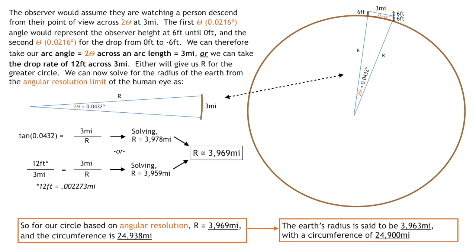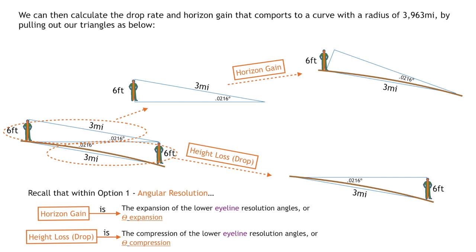3,969 miles. So for our circle based on the angular resolution limit of the human eye, we can calculate a radius of 3,969 miles, and the circumference then comes out to 24,938 miles. And coincidentally or not, the Earth's radius is said to be 3,963 miles with a circumference of 24,900 miles. We can then calculate the drop rate and horizon gain that comports to a curve with the radius of 3,963 miles by pulling out our triangles as below.